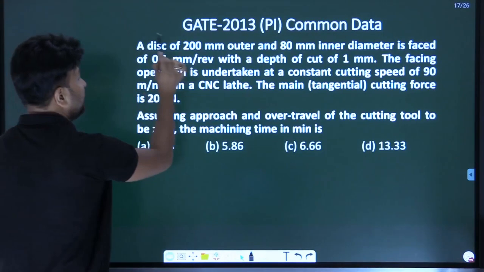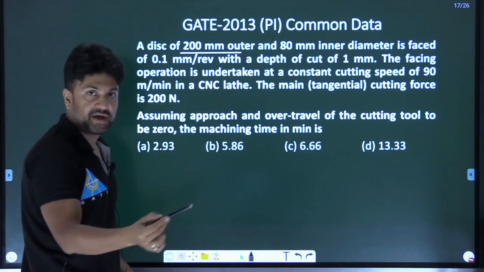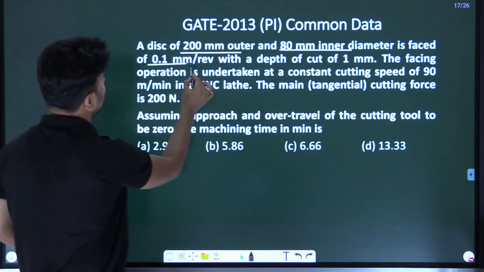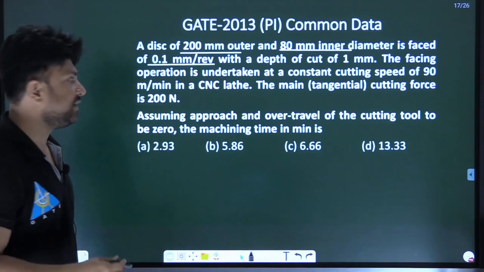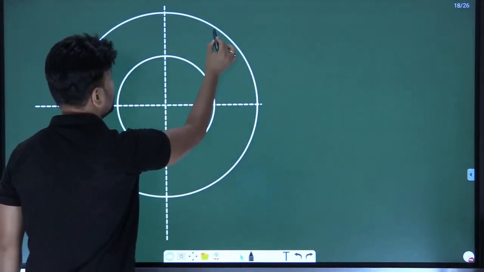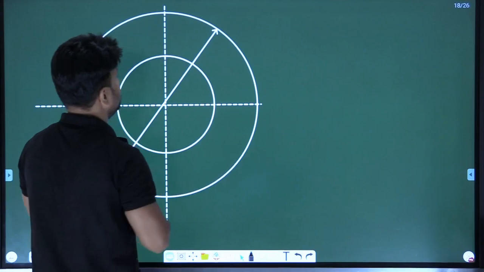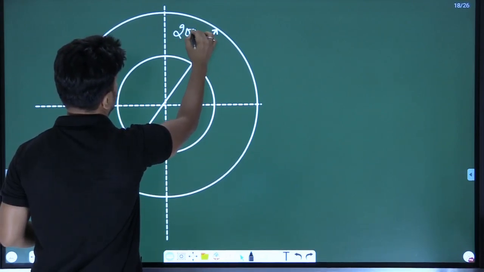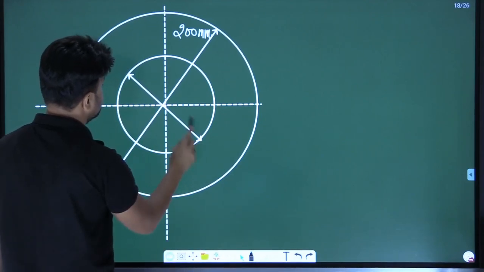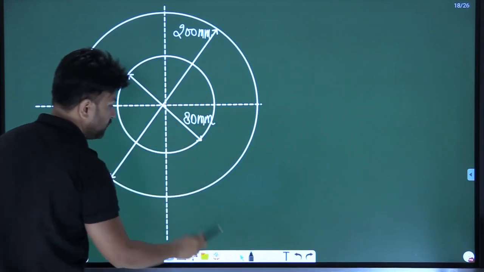80 mm. Please see, a disc of 200 mm outer and 80 mm inner diameter is faced off with 0.1 mm per revolution feed. This is the outer diameter, that is 200 mm. And this is basically 80 mm. So you are moving your tool.